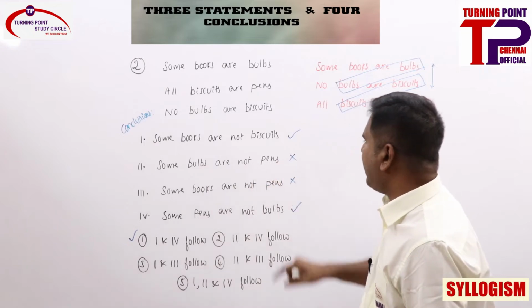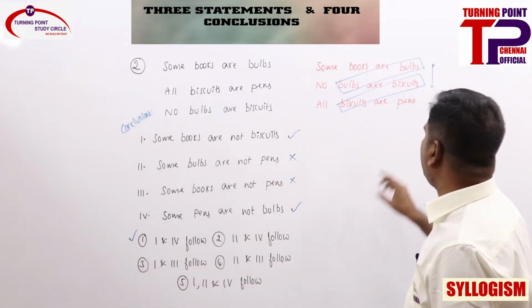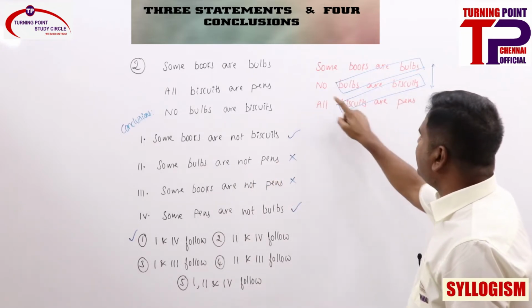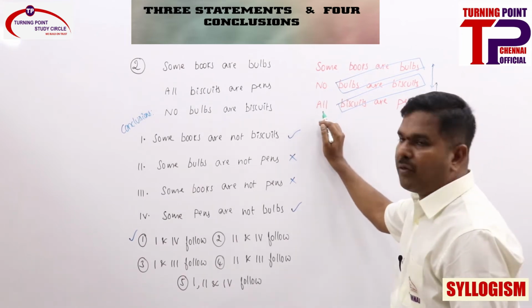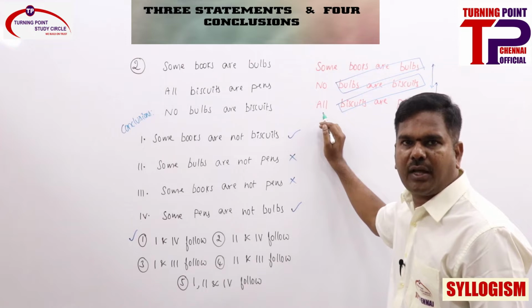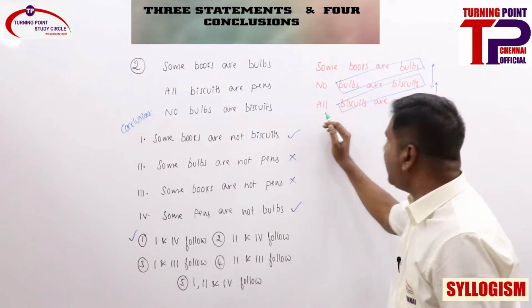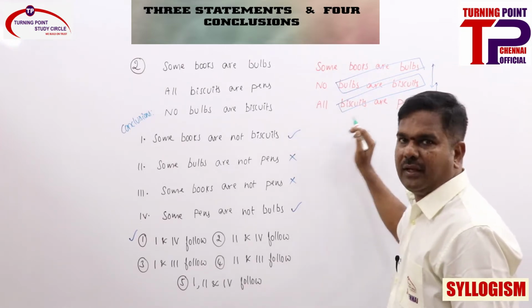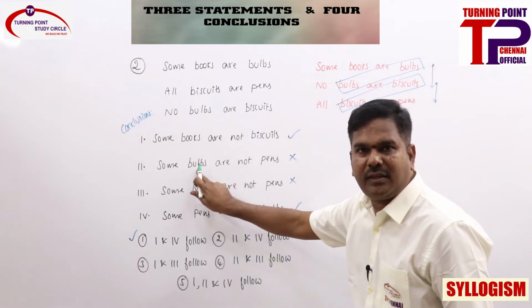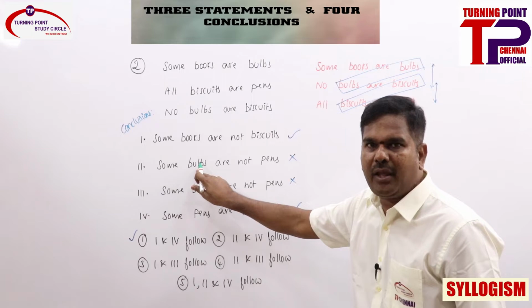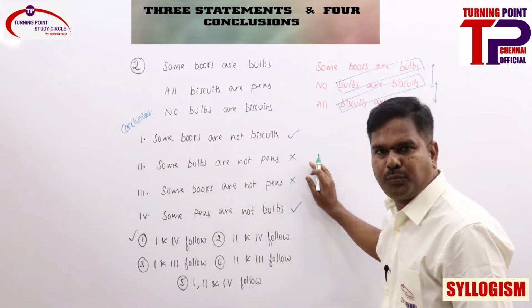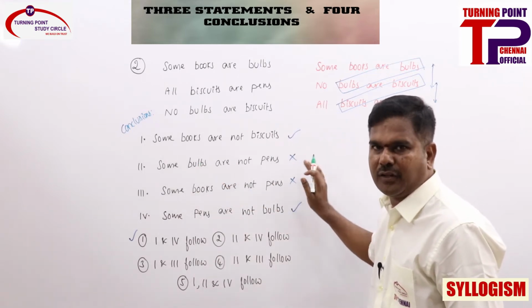Some bulbs are not pens. Ma, where are bulb and pen? If you see statements 2 and 3, E plus I. What is E plus I, ma? O star. O star means O reverse. What will you be getting? Some pens are not bulbs. But what is here? Some bulbs are not pens. O cannot be converted, right? O cannot be converted. That is the reason I just put a cross mark.